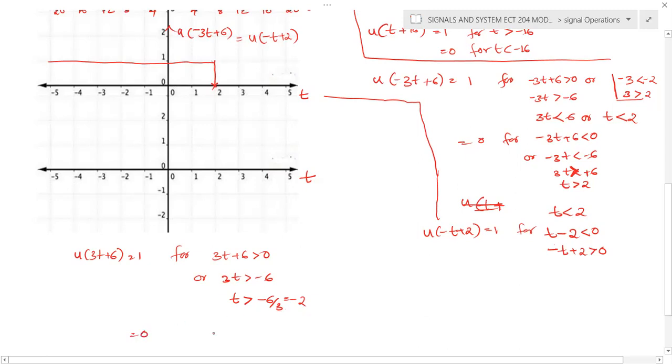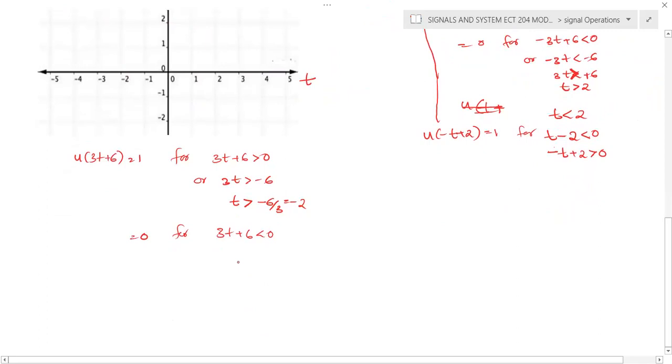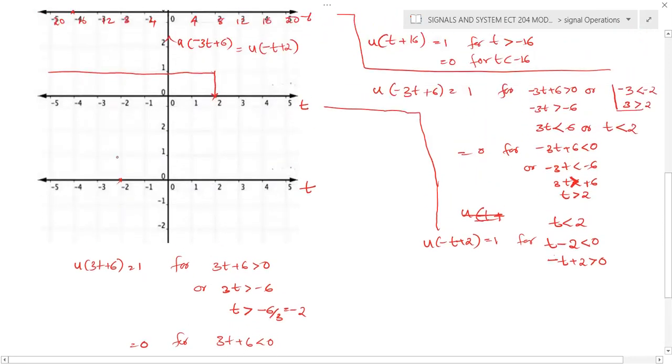So we got one piece of information that the function magnitude is 1 when t is greater than minus 2. Now the other condition, 0 for 3t plus 6 less than 0, or if you rearrange, you will get 3t less than minus 6 or t less than minus 2. So this is the point minus 2. When t is greater than minus 2 means towards right.